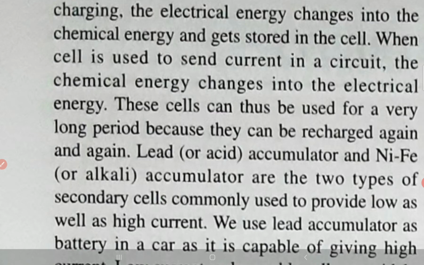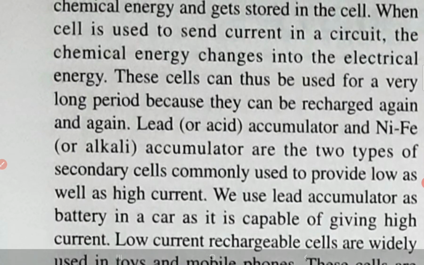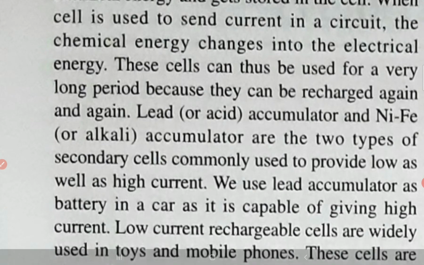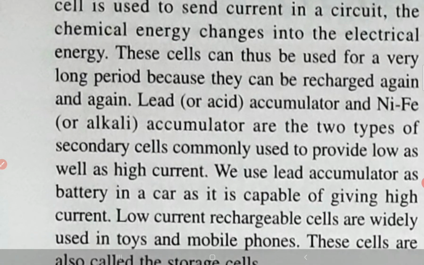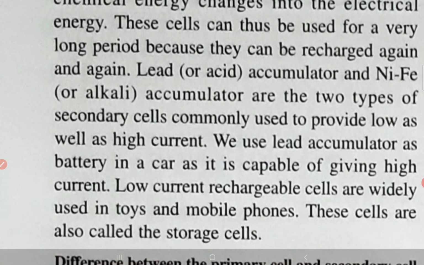Lead or acid accumulators and nickel iron or alkali accumulators are the two types of secondary cells commonly used. There are others also, but these two are commonly used to provide low as well as high current. Depending upon the use, the cells can provide low as well as high amounts of current. We use lead accumulators as the battery in a car, as it is capable of giving high current. Low current rechargeable cells are widely used in toys and mobile phones. These cells are also called storage cells because they can accumulate charges, right.